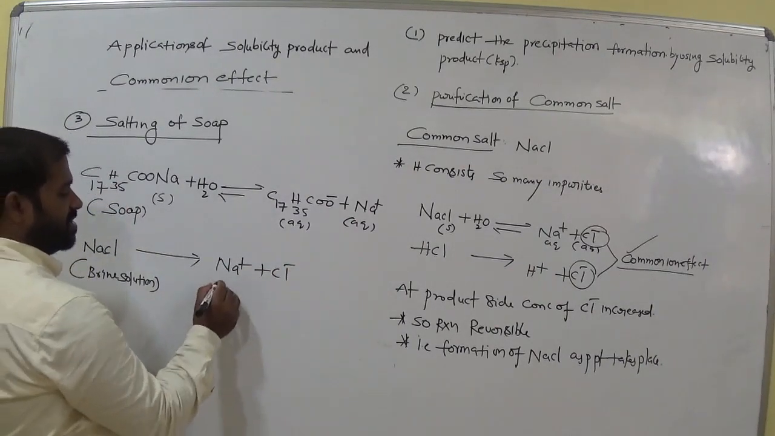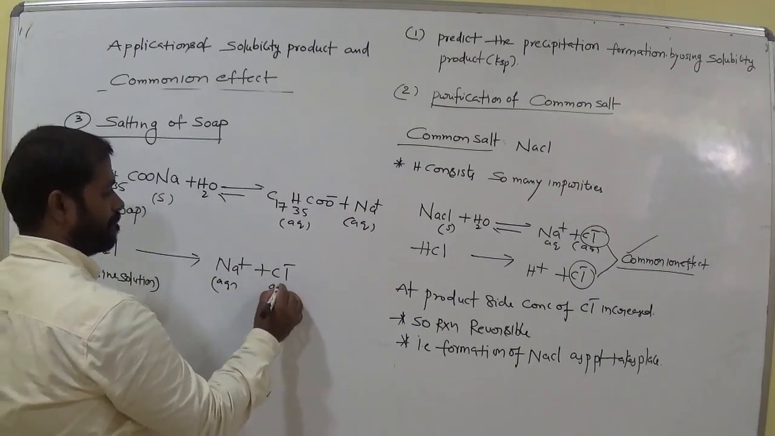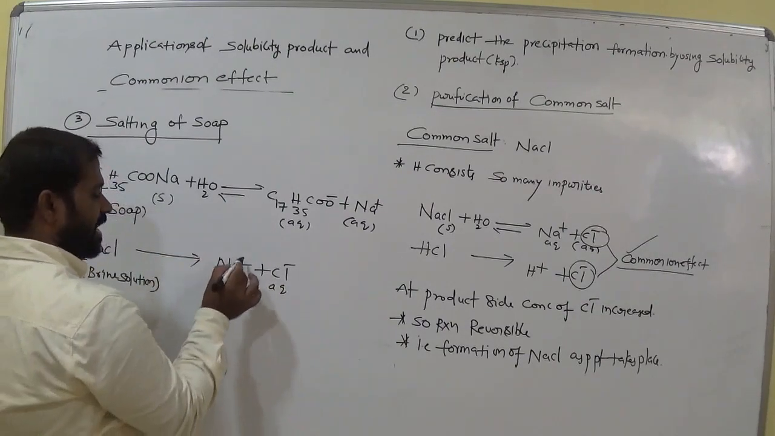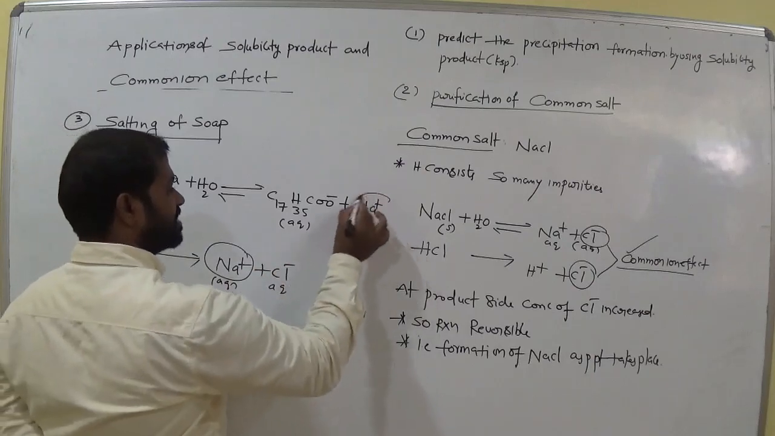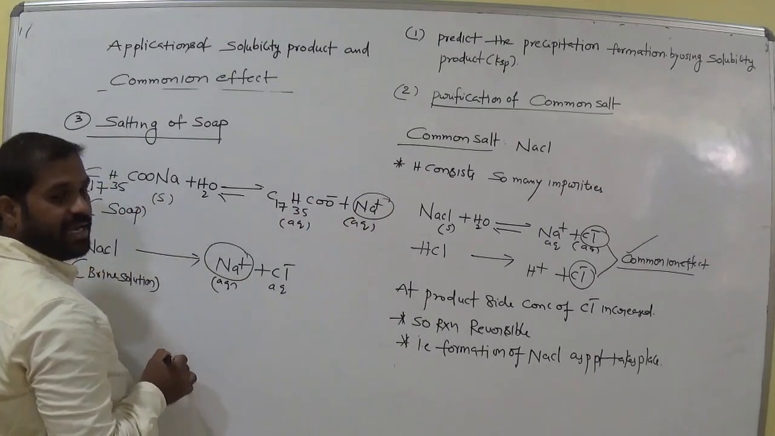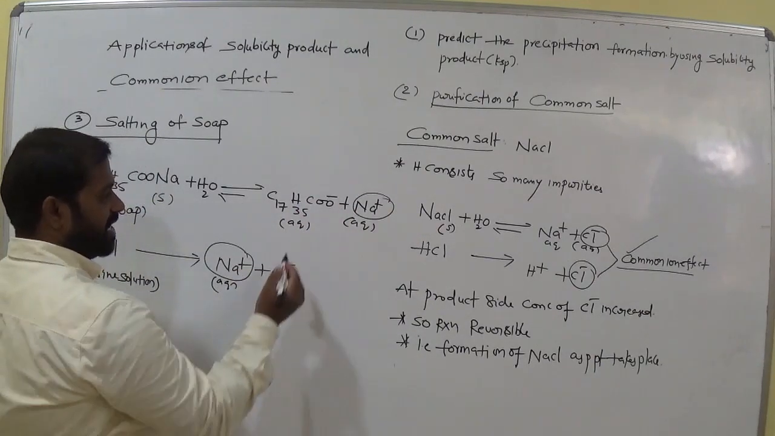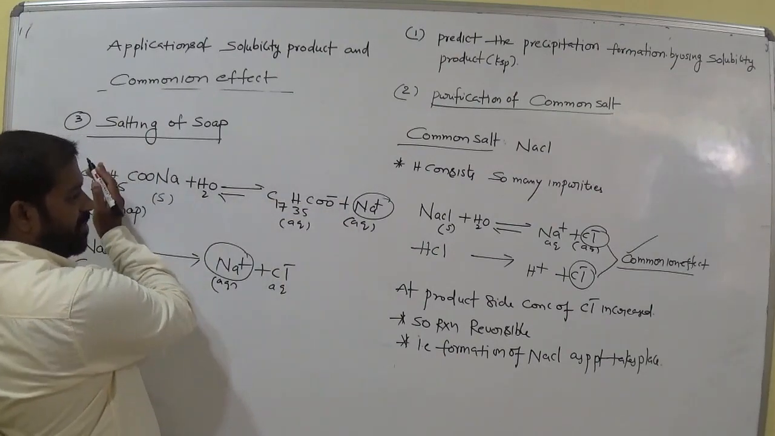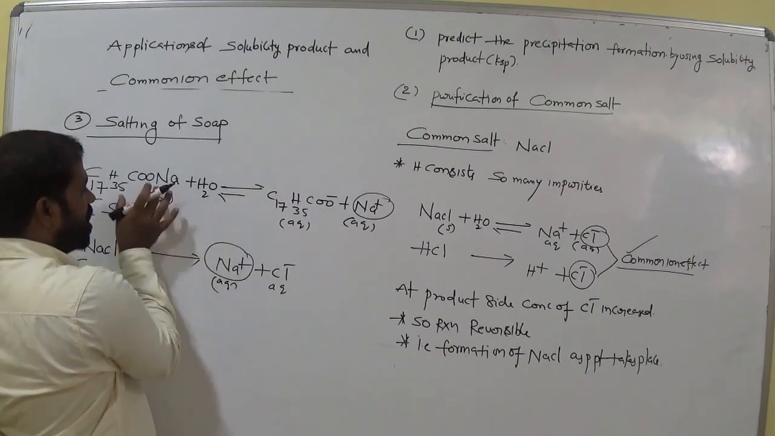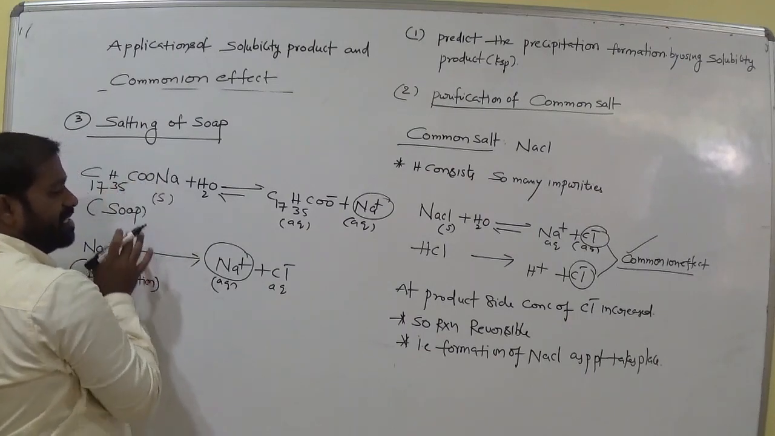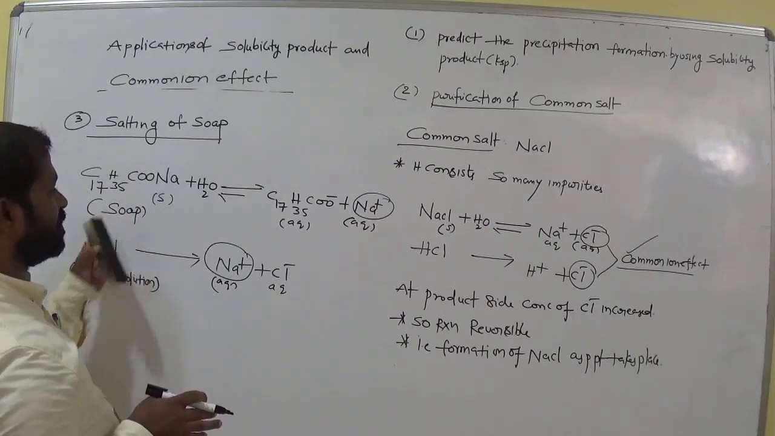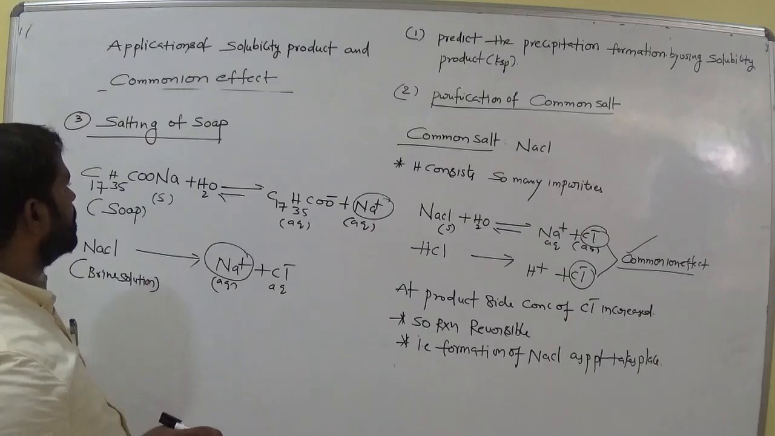So now it splits as Na+ and Cl-. Am I right? These are aqueous. If you observe clearly at the product side now, Na+ is increased or not? Na+ ion concentration is increased. Then the reaction moves towards the backward direction due to the common ion effect. That means which component tries to form here? Sodium stearate. That is again soap as precipitate. This is called salting of soap.